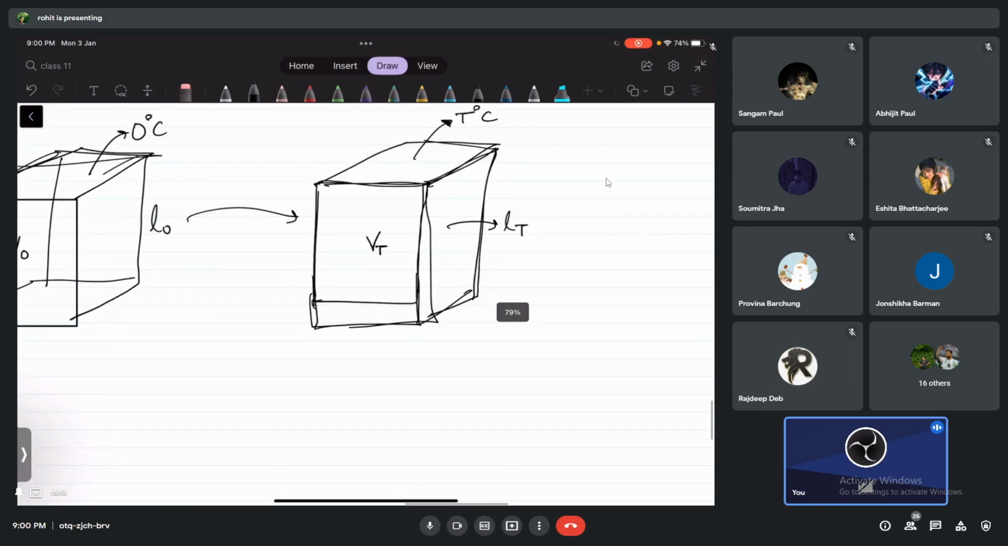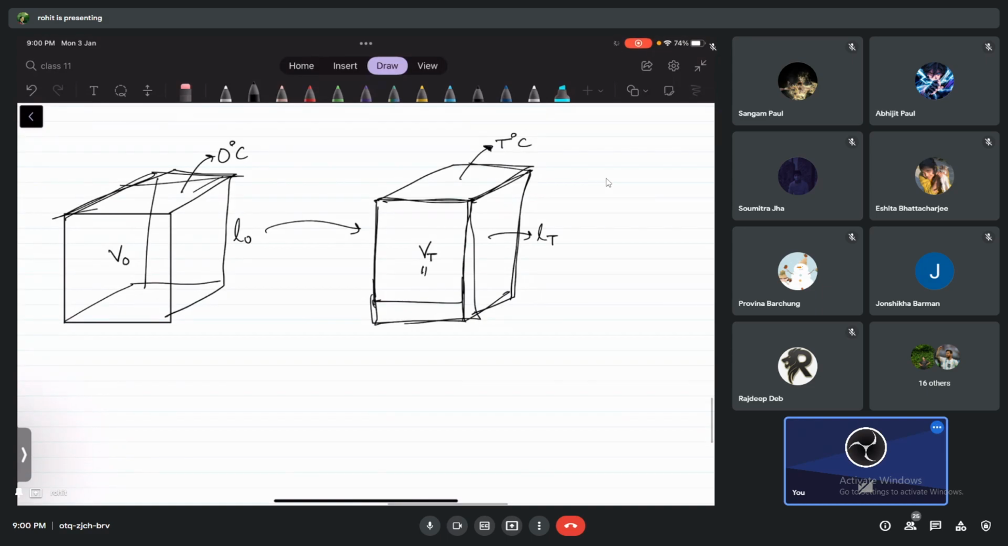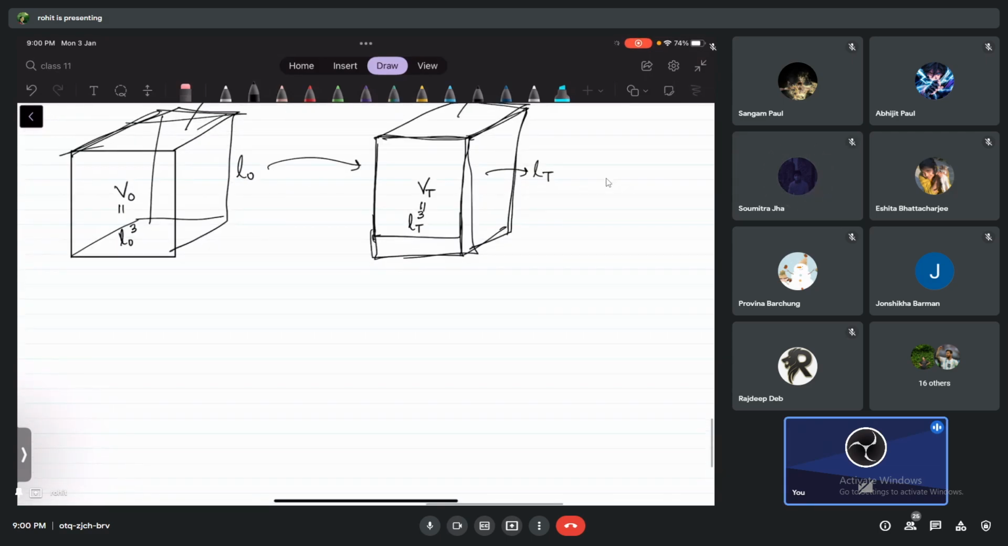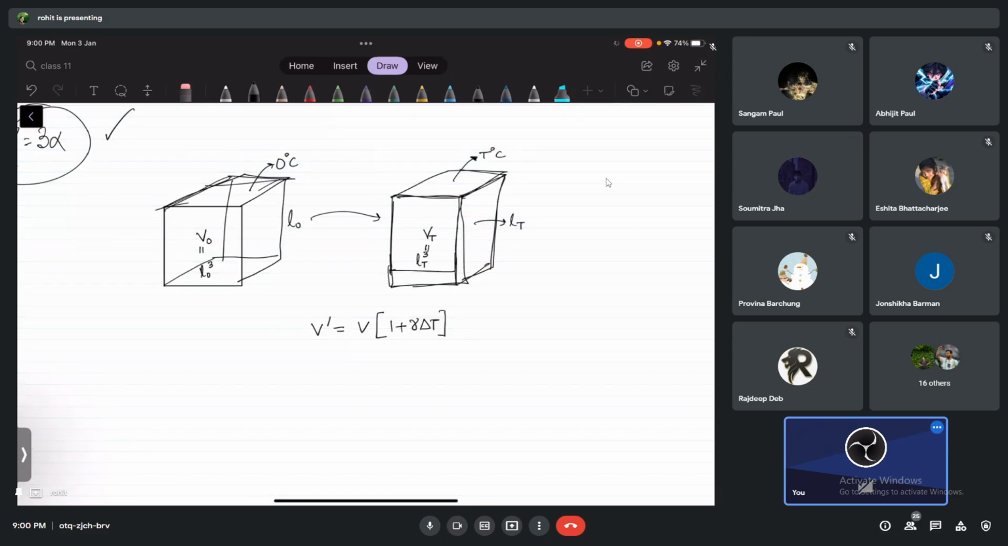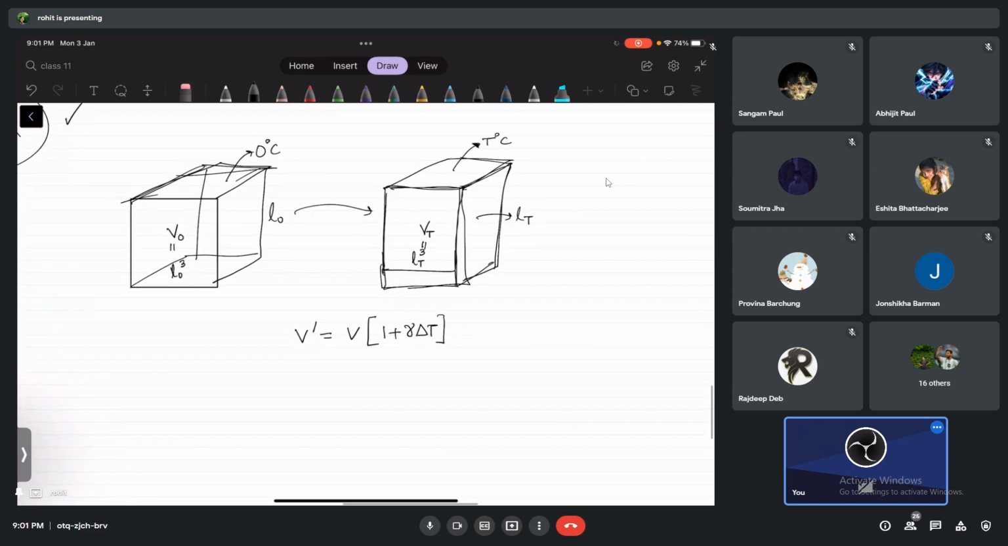How much is VT from this diagram? LT cube. And how much is V0? L0 cube. Now what you have learned from expansion is that the new volume is equal to the initial volume times (1 plus gamma delta T). New volume is equal to initial volume times 1 plus gamma delta T. I'm sure you have learned this one.